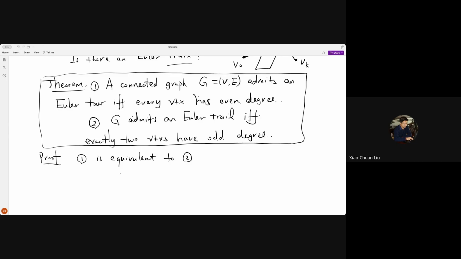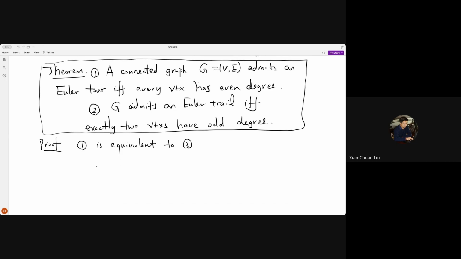Okay, this is a clever observation. So why is that? Because suppose, for example, G, I will not write all details, but you will understand. So suppose that G admits... let's say G has all vertices with even degree. Okay, so the situation in 1.